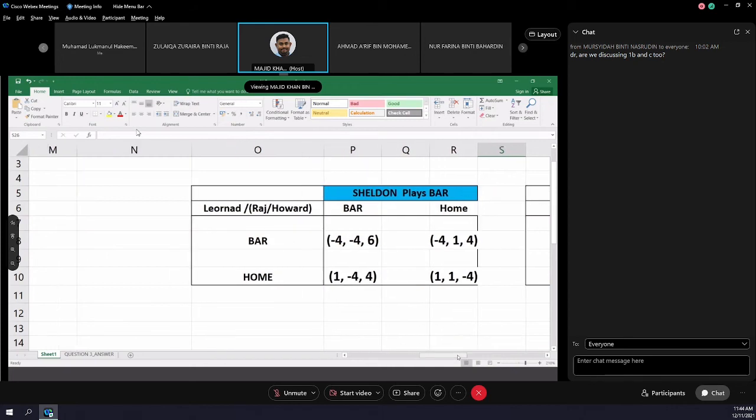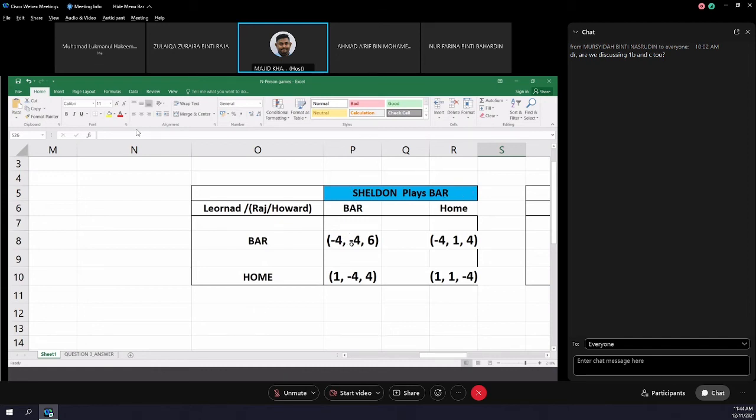Boleh. Okay, for the first one, we can convert between Leonard or Raj or Howard when Sheldon plays bar. Sheldon is going to the bar, while Raj and Howard can choose either to go to the bar or stay at home. Leonard also has 2 choices, either going to the bar or staying at home. Do remember now Sheldon plays as the third player.